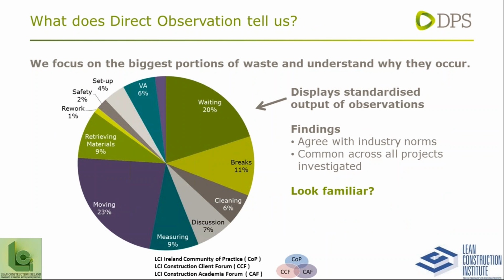So what does direct observation tell us? So we focus on the biggest portions of waste and we understand why they occur. Now this graph here is a cumulative representation of all the data that we've collected over the last 2.5 years, and it is the baseline data, our initial first observations. You might think it's pretty low with a value-added score of 6%, but let me tell you there's a lot of stoppages that occur in the working day. Construction, then hence there's a lot of opportunity to change. And this graph also displays a standardized output of observations. Its findings agree with industry norms and it's common across all projects that we have investigated.